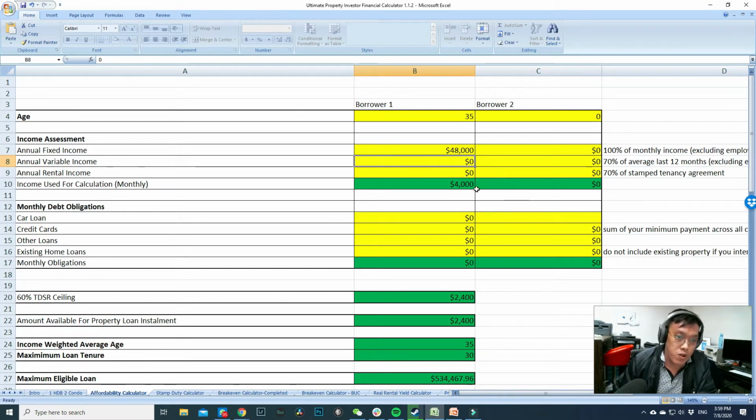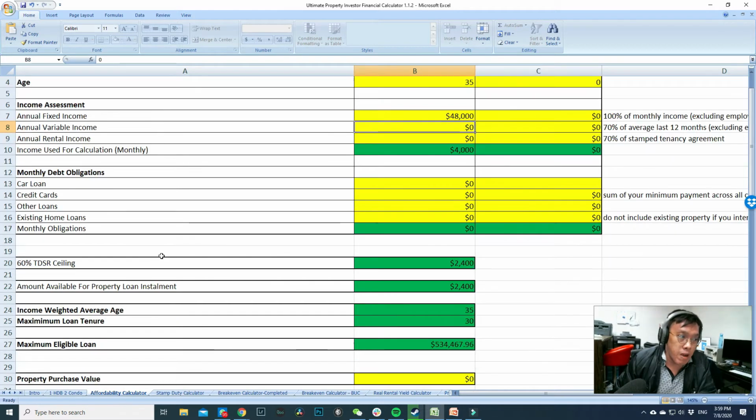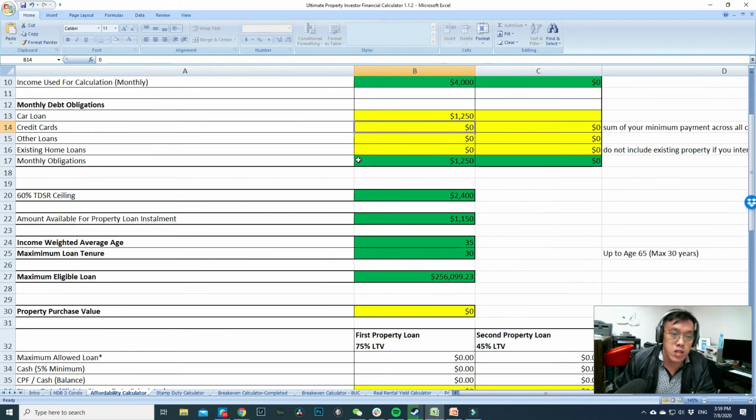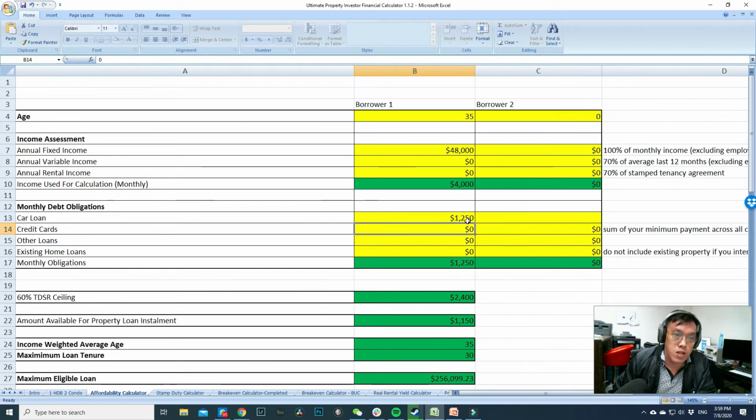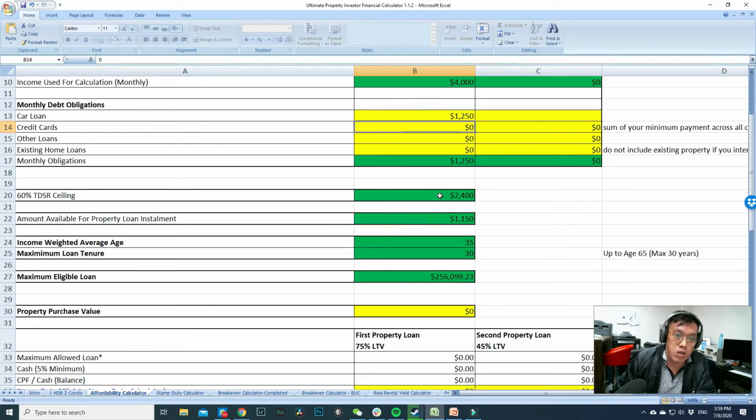By default, the calculator works out one month, and she's making $4,000. For debt obligations, she has no credit card and no other loan, only a car loan of $1,250 a month, so you have to put that in as well. Then it will auto-generate the 60% TDSR ceiling, which is 60% of the $4,000, actually $2,400 a month.